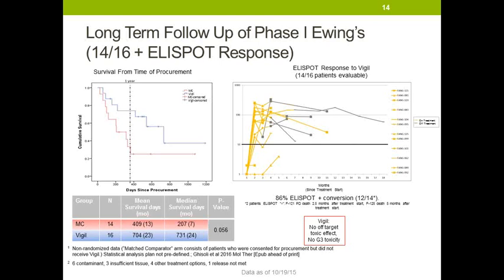Did everybody that got the vigil get at least four injections, or were some of them made fewer?